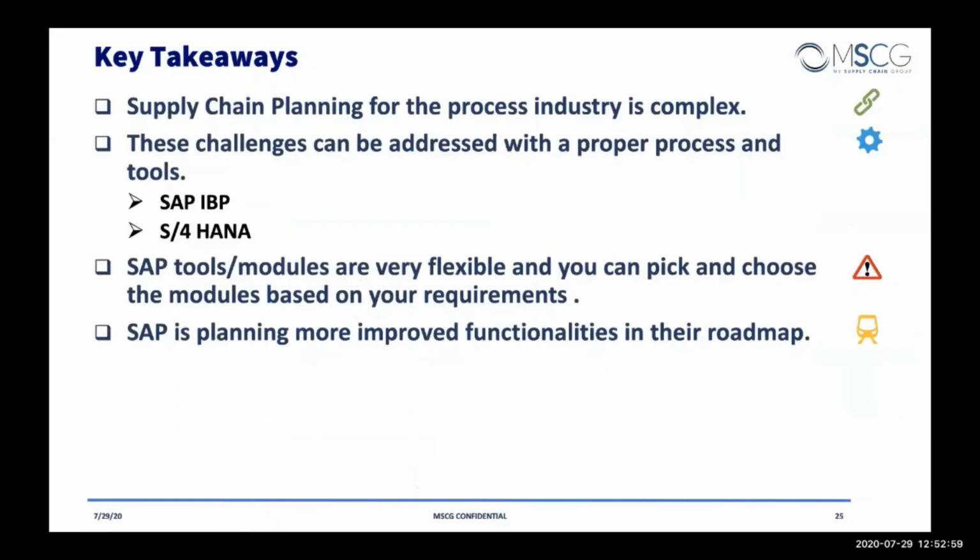So the final takeaways. What we saw today was that for process industry, supply chain planning is a complex thing, but we can address these challenges. SAP IBP and S/4HANA are now capable of handling these challenges. We also saw the SAP tools and modules are flexible. You can pick and choose those modules based on your requirements, and SAP is planning more and more improved functionalities with each release, and it's going to just get better from here.